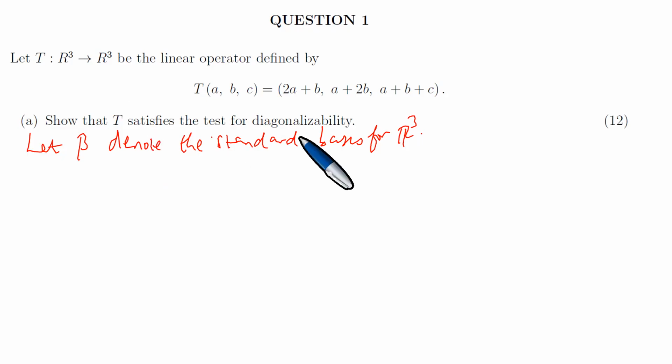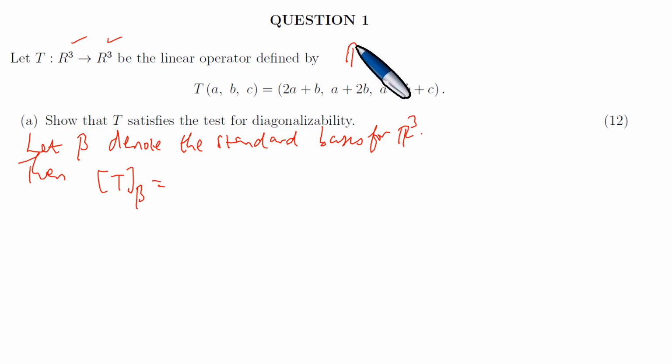Okay, we let beta denote the standard basis for R3. Then what do we say? P sub beta. Because now this is from R3 to R3. So what is the standard basis for R3? Right, we learned about the standard basis. Let's recall the standard basis of R3.